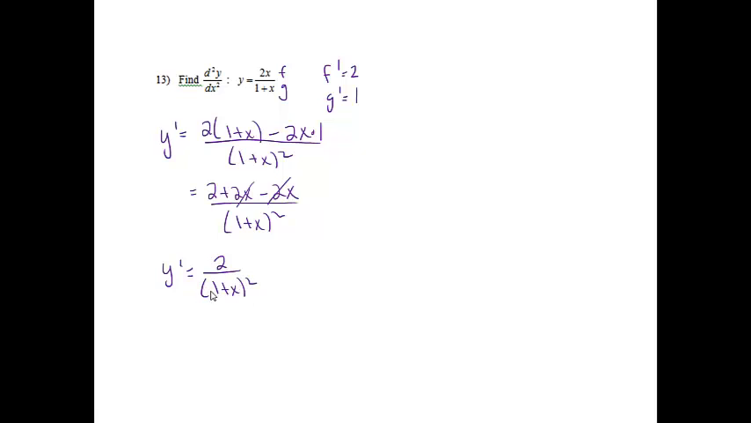Now I have to take the derivative again, and you could use the quotient rule, but since 2 is just a constant, we can actually just move that up to the top. So another way to rewrite this would be 2 times the quantity 1 plus x to the negative 2. And now I can use the chain rule.